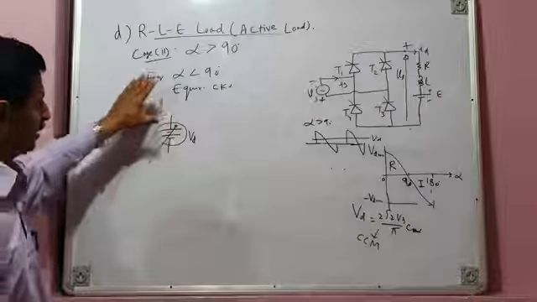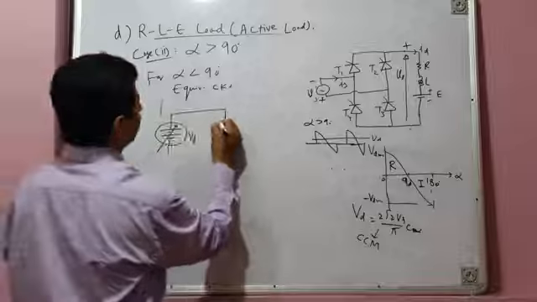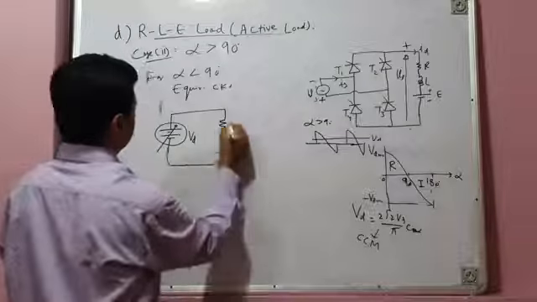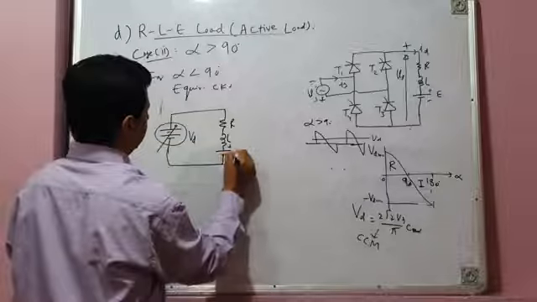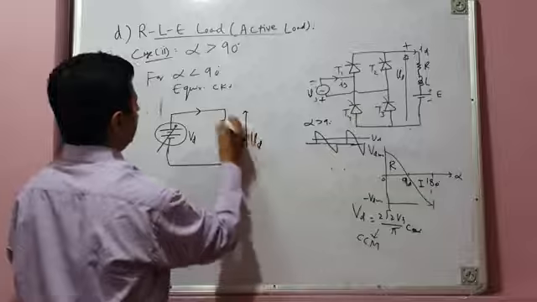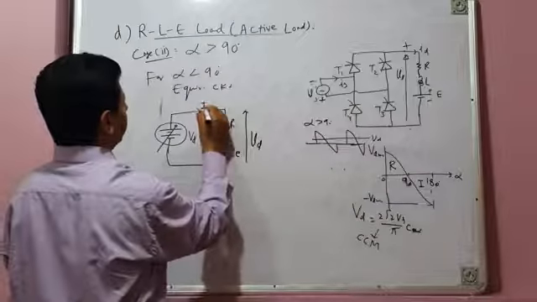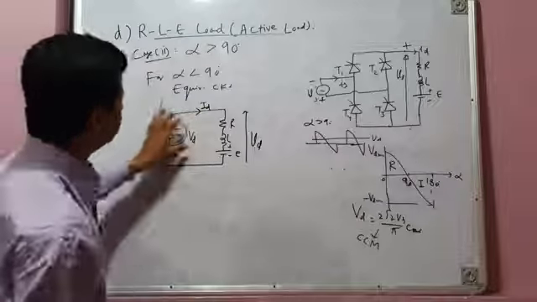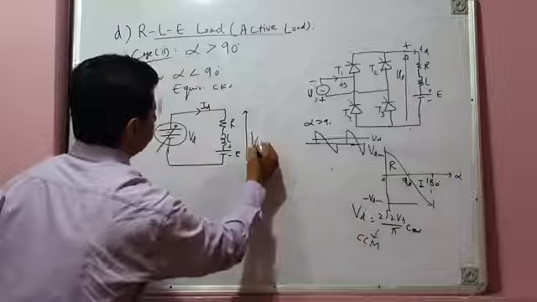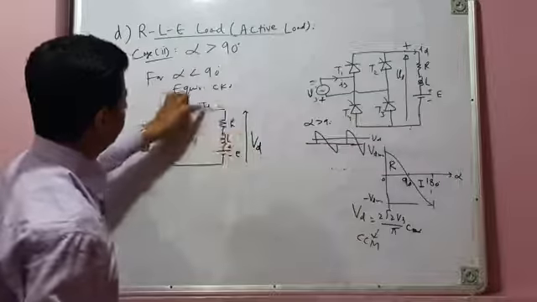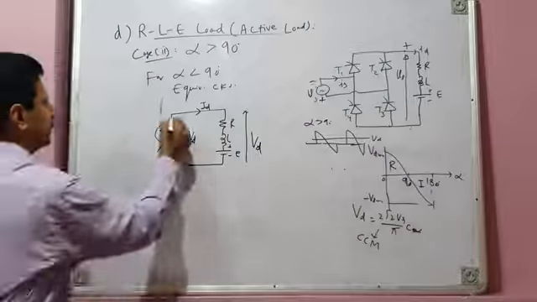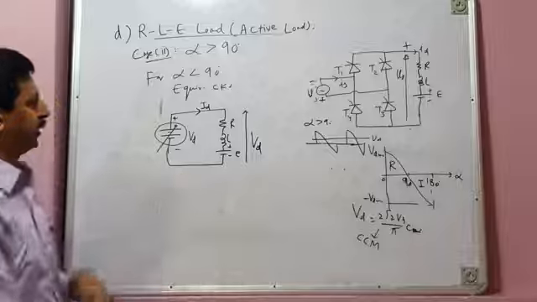I am drawing the equivalent circuit. And what is on this side? On this side you have a load. Let us suppose you have an RLE load. What is your load voltage? Load voltage is VD and load current is ID. Of course, this is the average load voltage, VD, and the load current is ID. This is plus, this is minus.